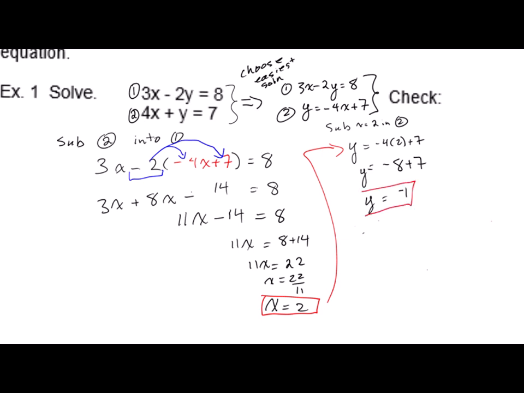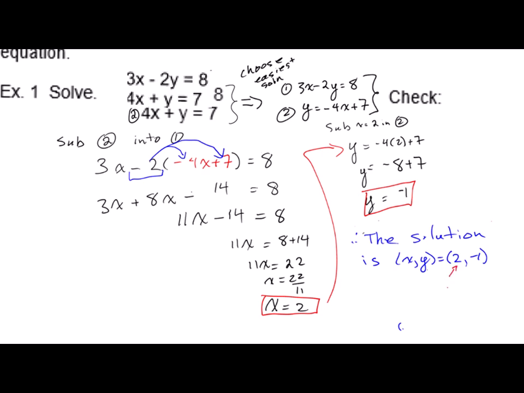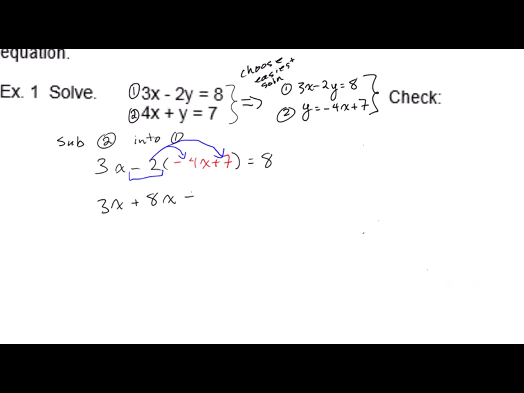Now, we're not done yet. Once we've done that, we have to state our final solution. Therefore, the solution is something. So, our solution is always stated in the form bracket x comma y, which is 2 comma -1. Now you'll notice I'm always writing this as a point where we have 2 as our x and -1 as our y.